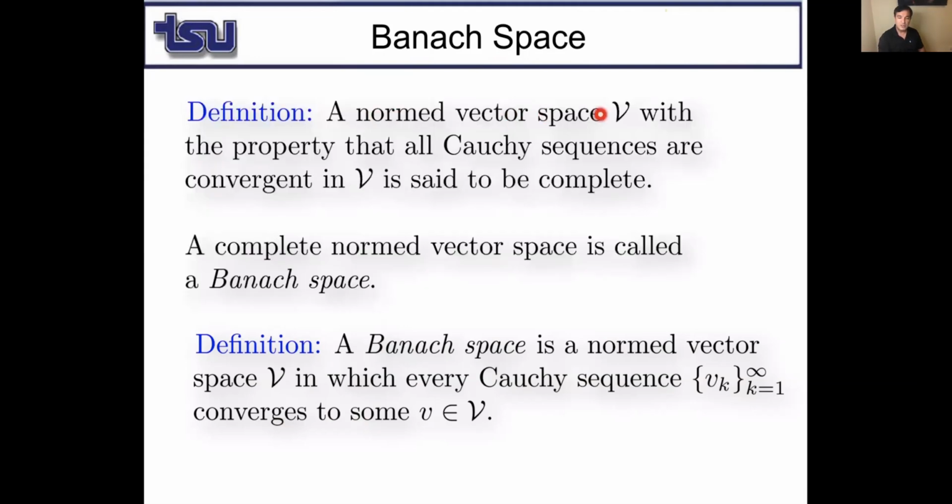A normed vector space V with the property that all Cauchy sequences are convergent in V is said to be complete, by the way. A complete normed vector space is called a Banach space. Either you can use this definition or this definition. When you have a normed vector space V in which all Cauchy sequences are convergent in that particular V. For example, with irrational numbers, it was convergent in R, not in irrational numbers. So a complete normed vector space is called a Banach space.